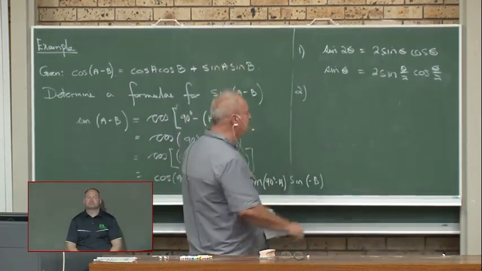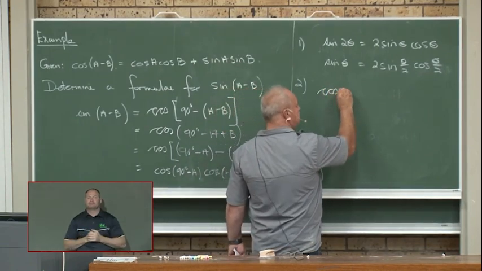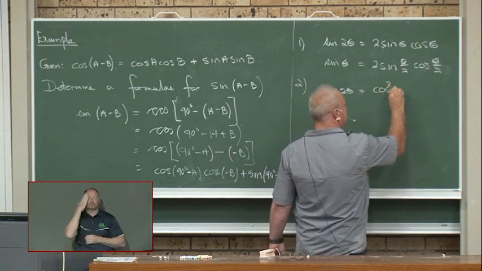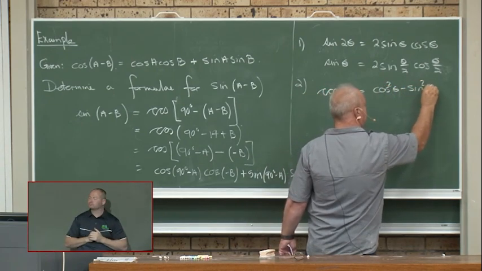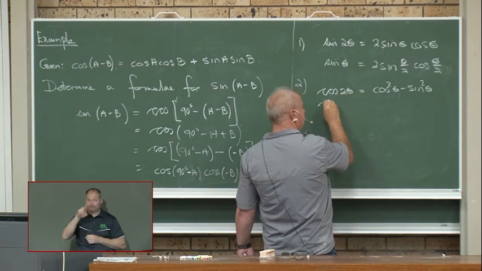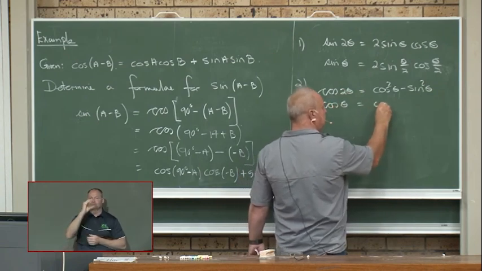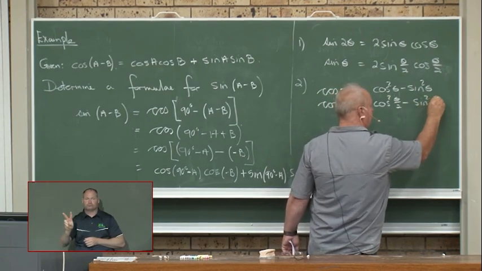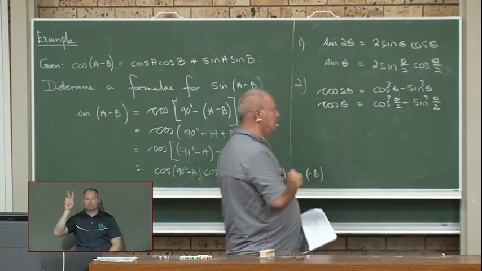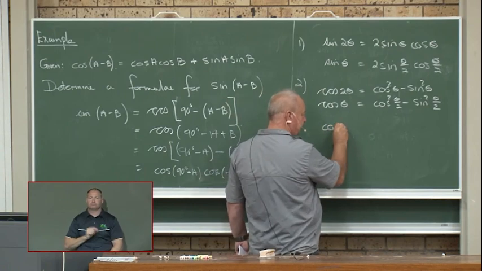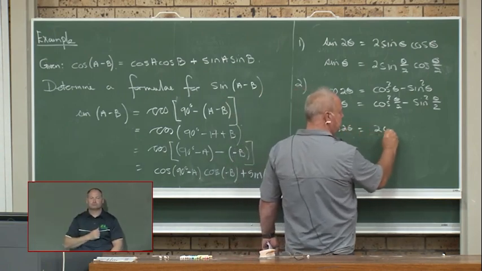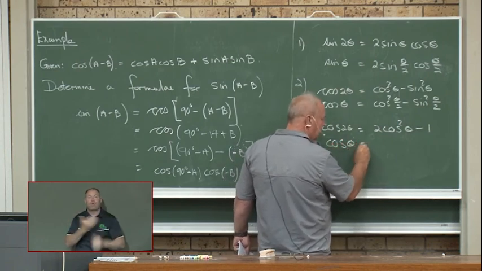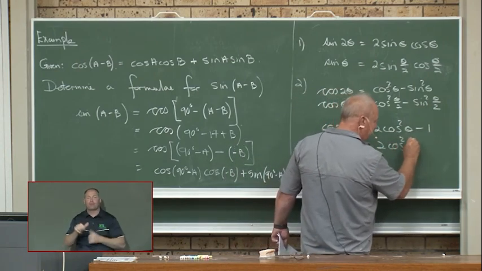Next, the cos of 2 theta is equal to, we know, cos squared theta minus sine squared theta, correct? So the cos of theta is equal to cos squared theta over 2 minus the sine squared of theta over 2, correct? The cos of 2 theta is also equal to 2 cos squared theta minus 1. If I halve this angle, then I must also halve this angle.